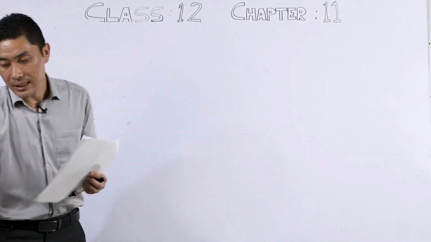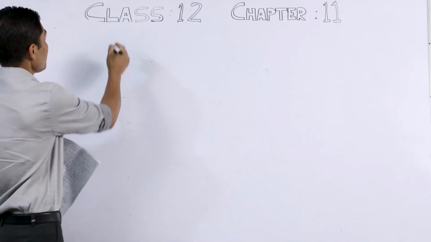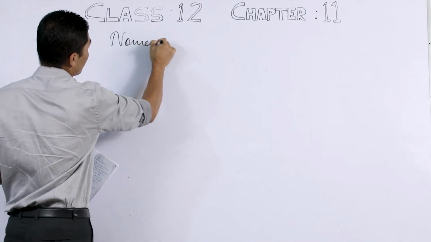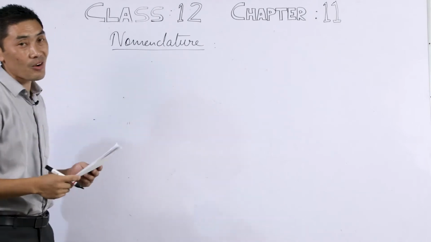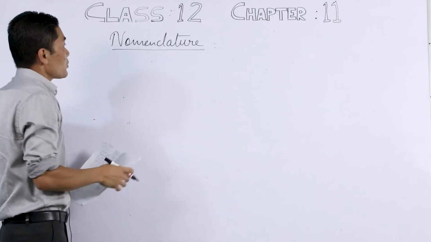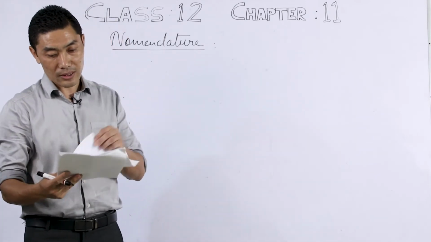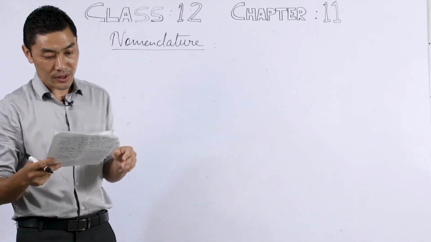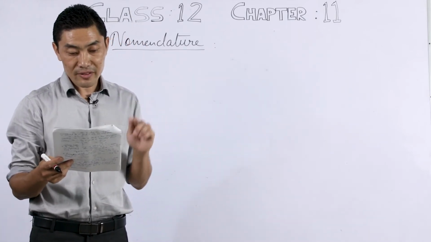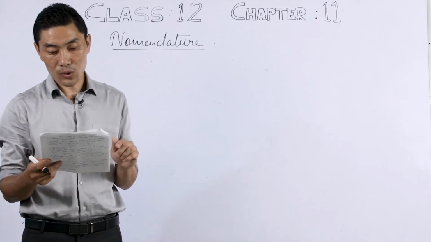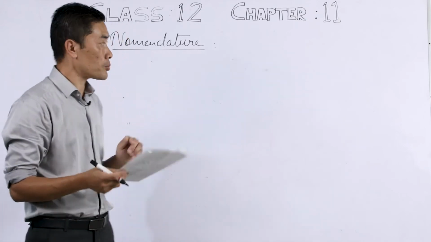Now let us see a little about the nomenclature of these alcohols and phenols. The naming of alcohols and phenols. Now, there are certain points that we need to keep in mind while naming these alcohols and phenols. So, let us see some of those points. The first point to remember is that the trivial or common name of alcohols is obtained by adding the word alcohol after the name of the alkyl group.